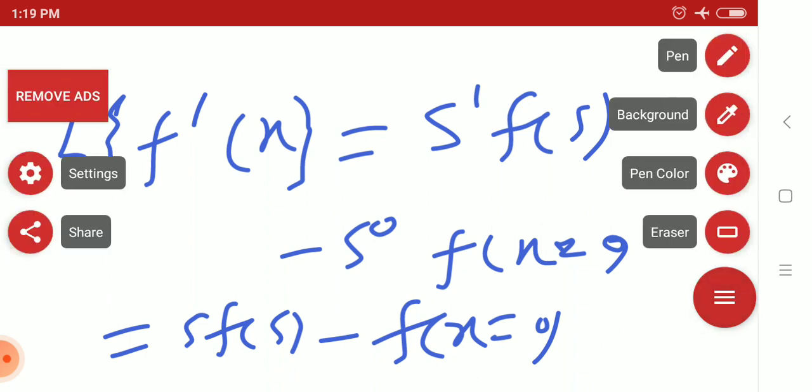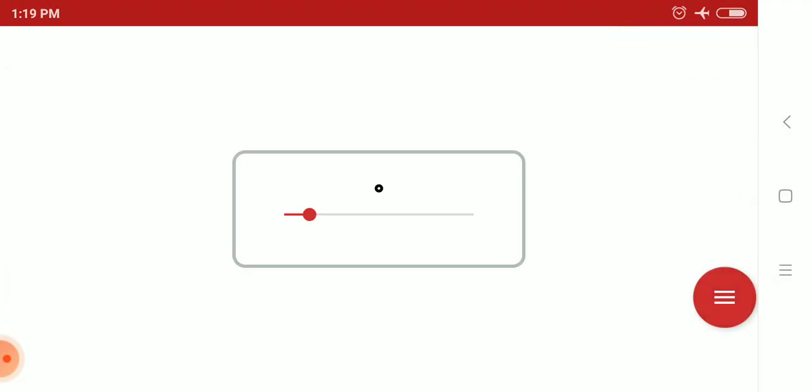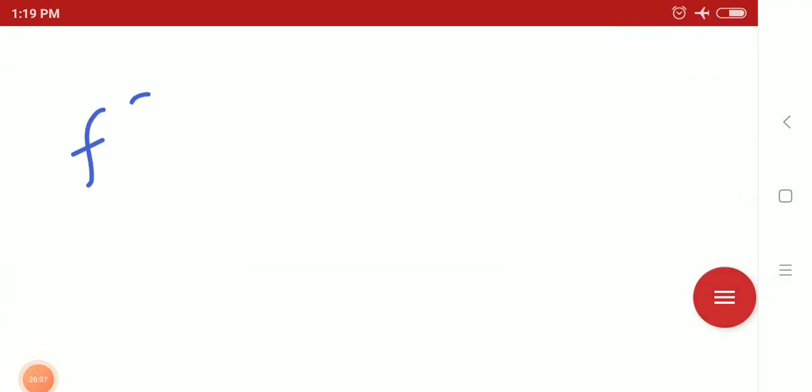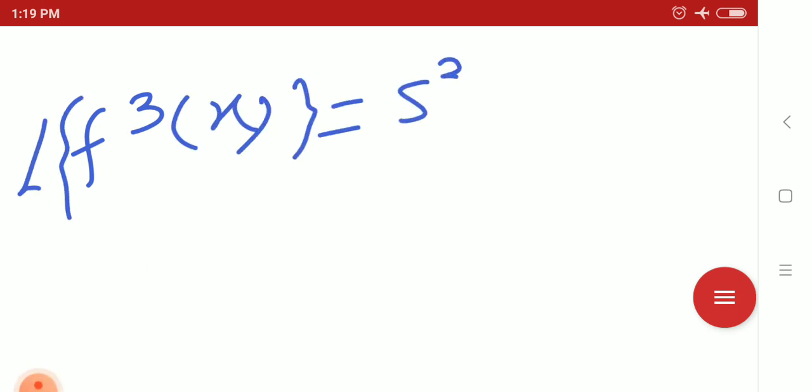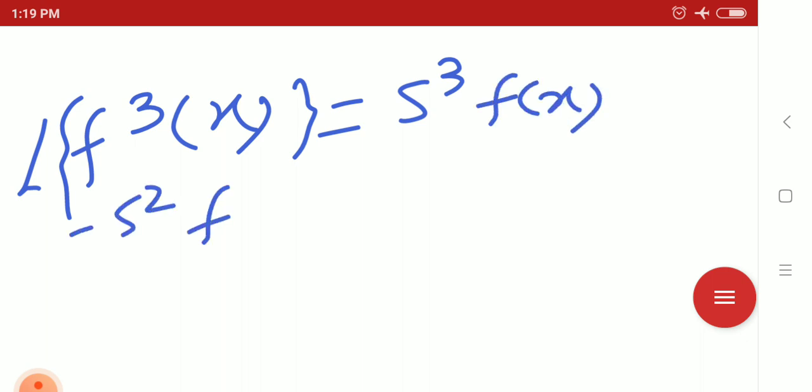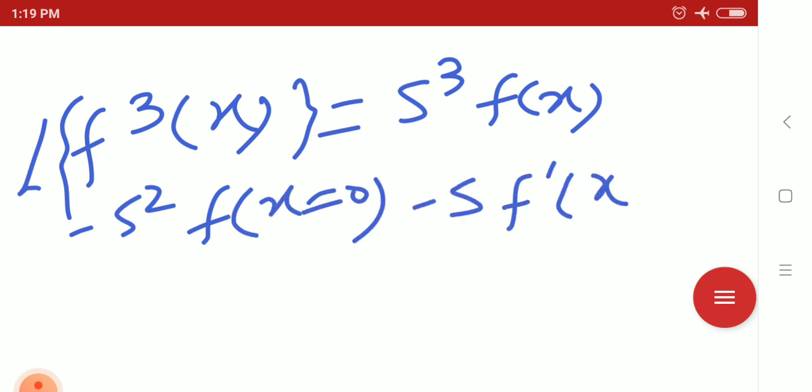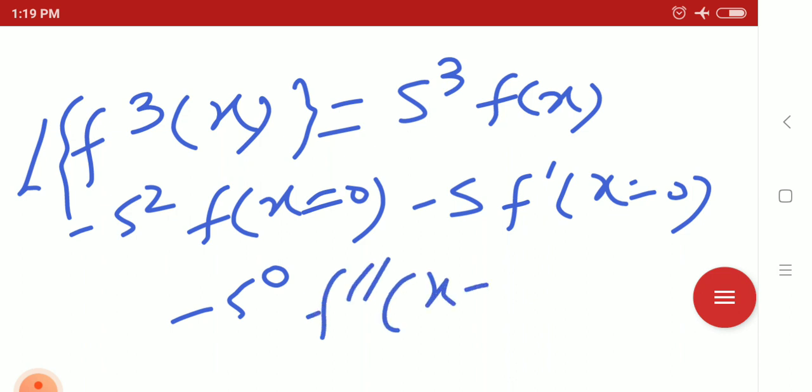So let it be clear. Similarly, you can write the Laplace transformation for n equals 3, the third order derivative. What will you get? s cubed F(s), now the cube will be reduced, minus s squared f at x equals 0, minus s f'(x) at x equals 0, minus s to the power 0 f''(x) at x equals 0. In such a way, we are getting the Laplace transformation of the derivative.